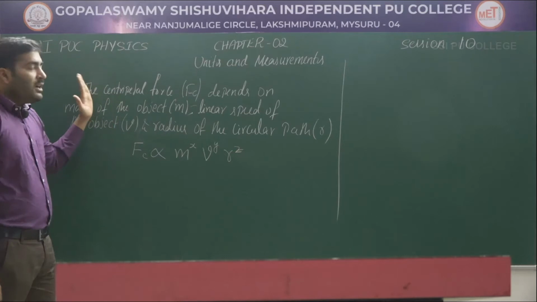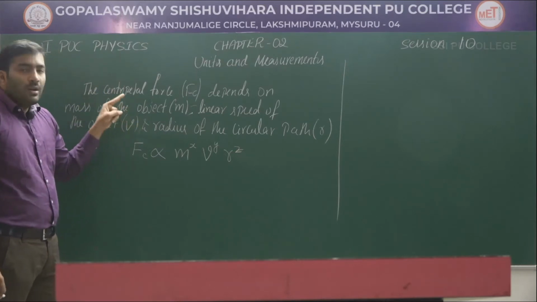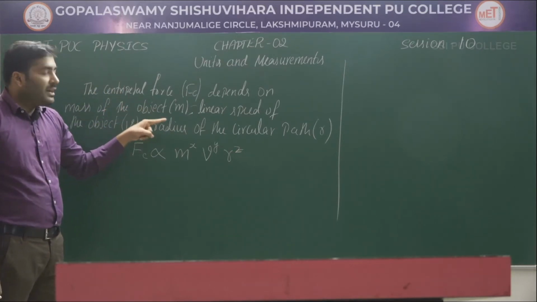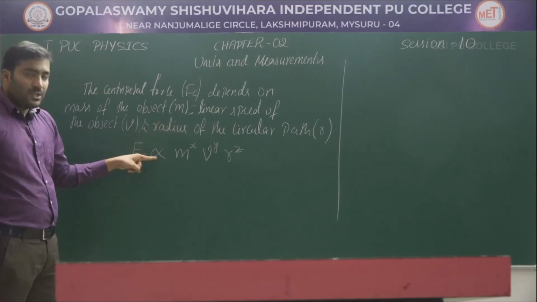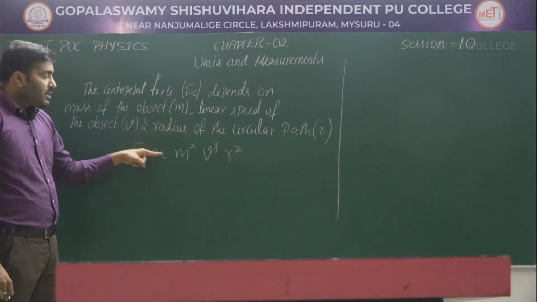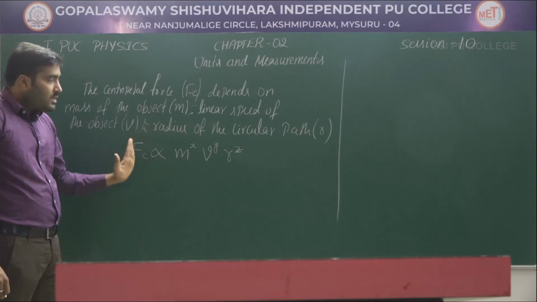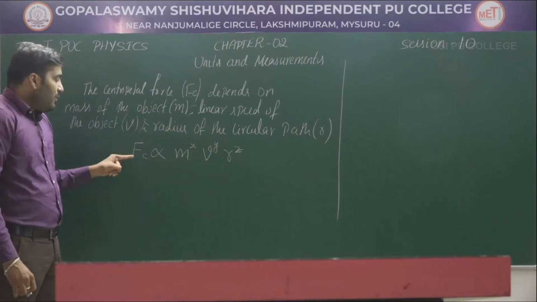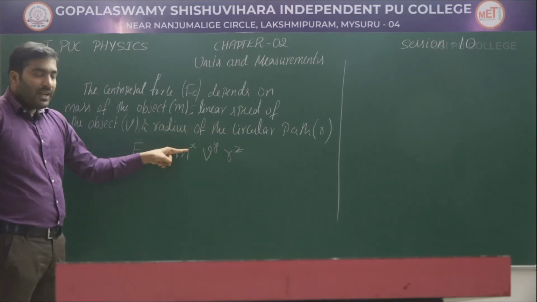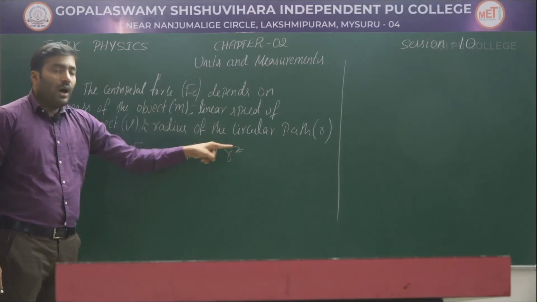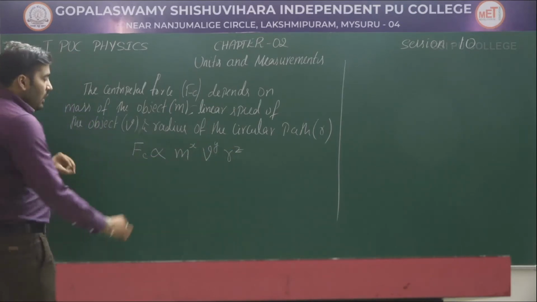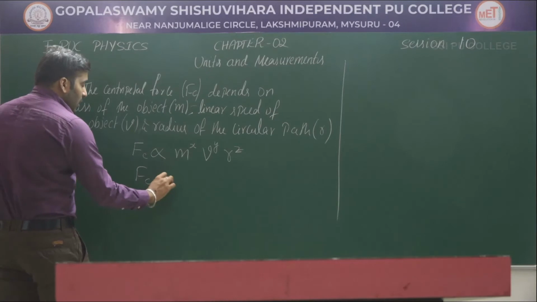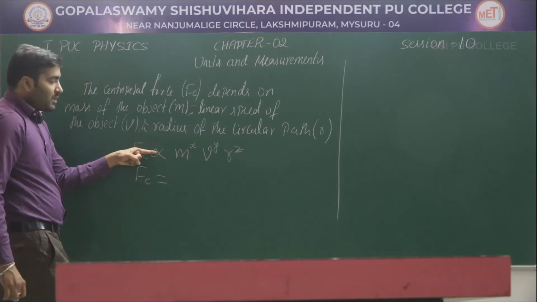So they are saying that centripetal force depends on the mass of the object, linear speed and radius. So we have written Fc is proportional to, this sign refers to proportional to, meaning it is depending on these quantities. So Fc is proportional to m power x, v power y, r power z. Now let us write the proportionality constant by removing this proportional sign.